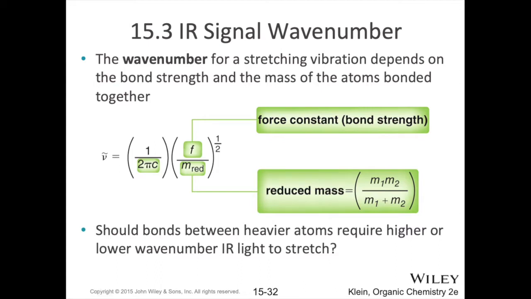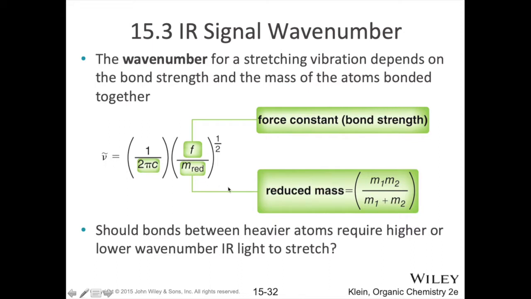So let's look at each of these in turn. For a wave number, we tie this into the bond strength and the mass of the atoms that we're looking at. That's what determines the wave number for the peak that we're looking at. If you want to see the actual formula behind it, described here, the bond strength is directly proportional to our wave number. So generally, the stronger the bond, the higher the wave number. The reduced mass over here is in the denominator, so reduced mass is inversely proportional to our wave number.